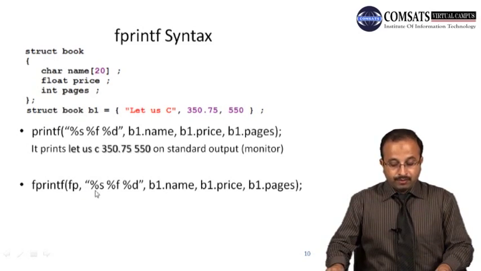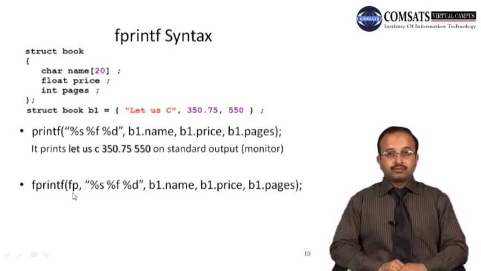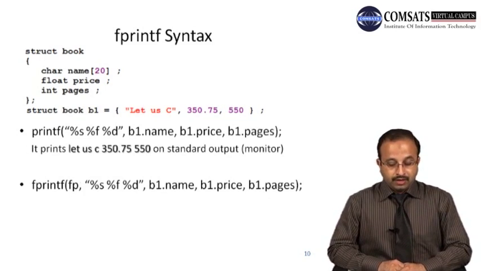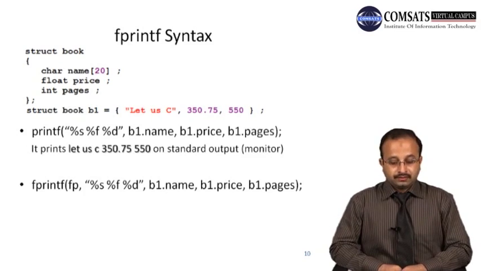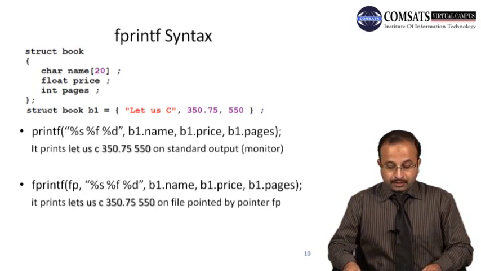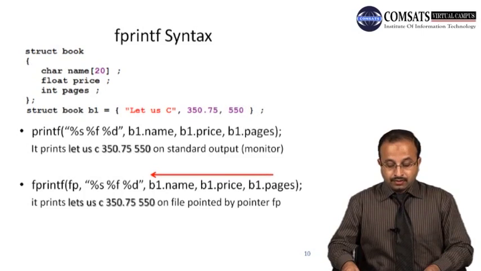But यहाँ पर हमने format specifiers use किए हुए हैं. So it prints the value of the first parameter, the value of the second parameter, and the value of the third parameter in the file that is pointed to by fp. So fprintf is used to write the content or print the content on a file. So it prints, let us see, 350.75 and 550 on the file pointed to by the pointer fp. So it reads these values and writes these values in the file.